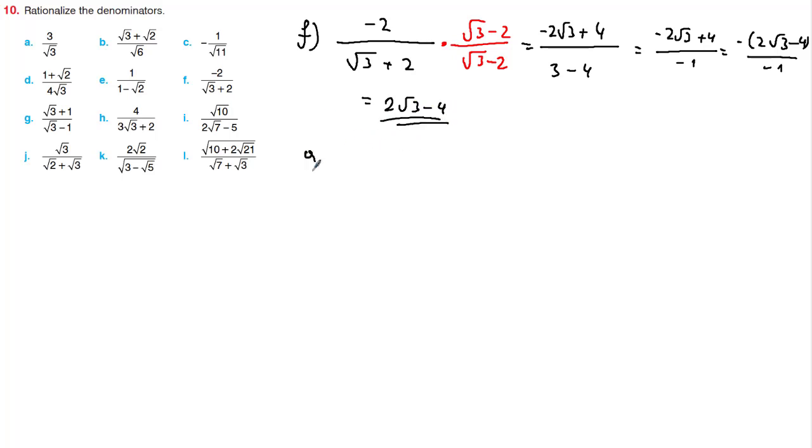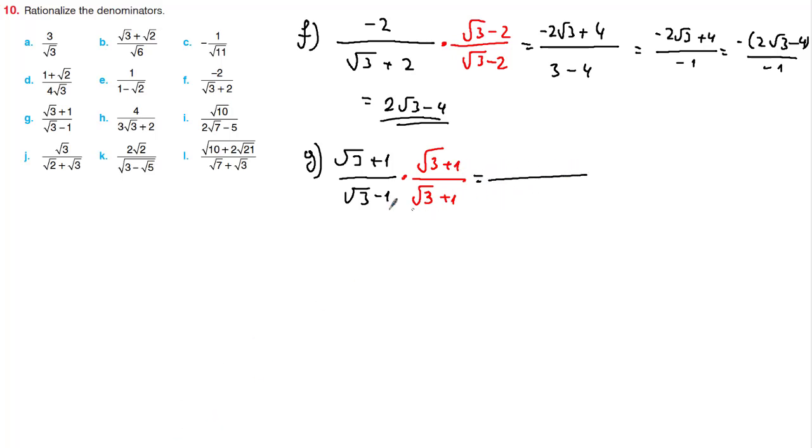Under G, you get root of 3 plus 1 over root of 3 minus 1, exactly the same method. You multiply both denominator and numerator by square root of 3 plus 1, and you get square root of 3 plus 1 here as well.